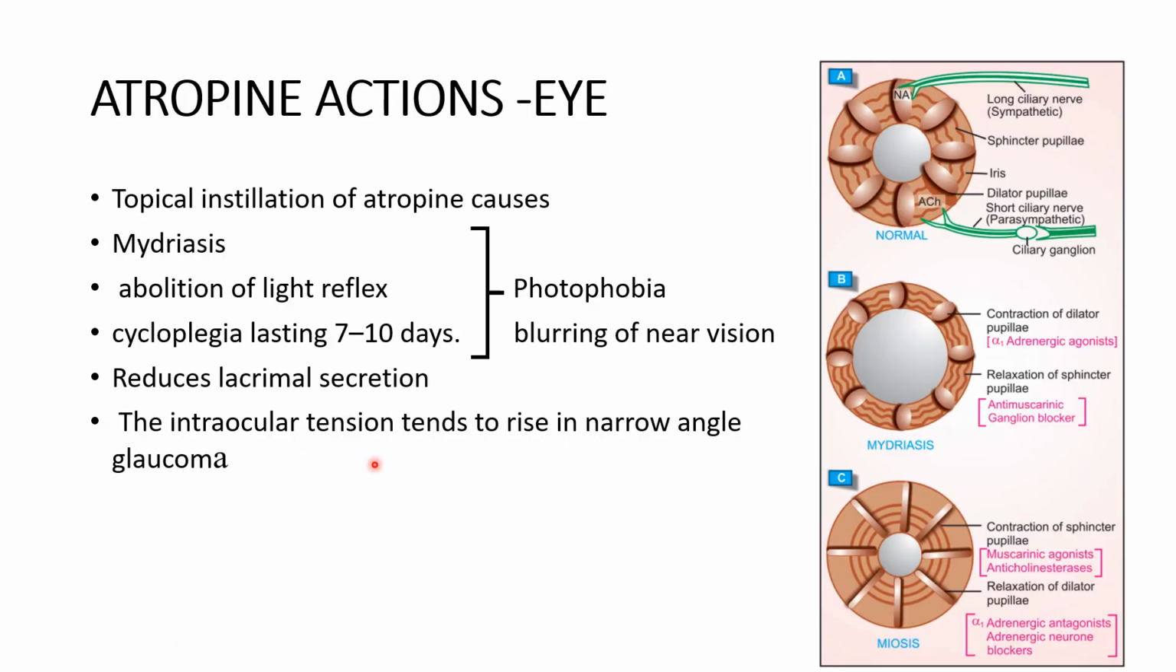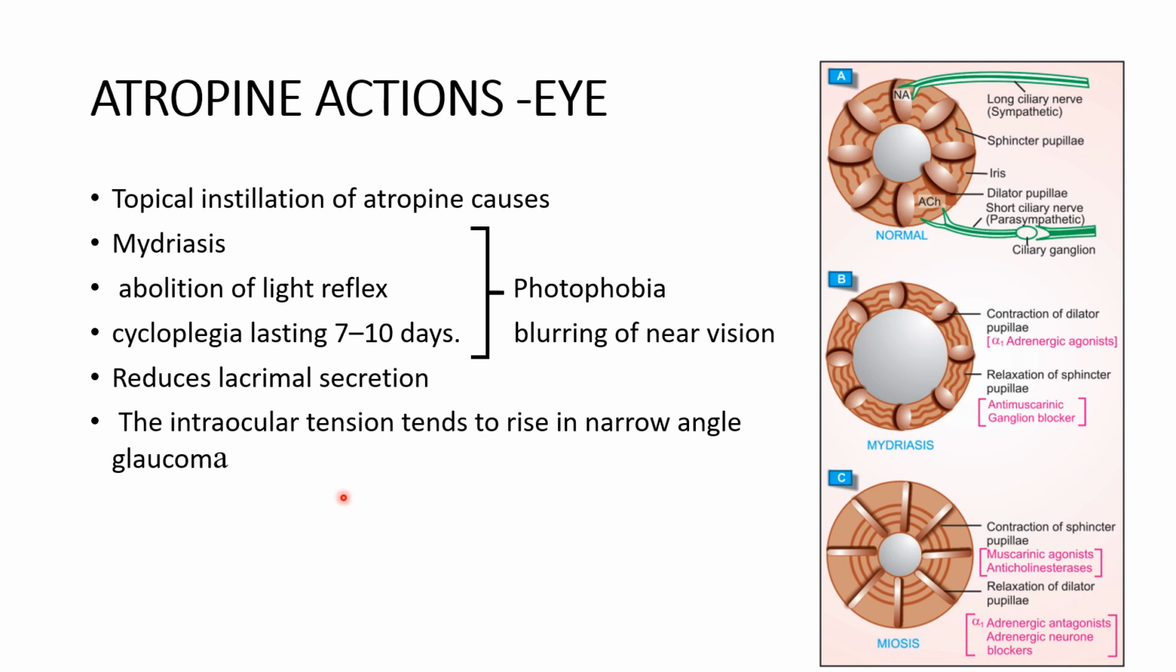Actions of atropine on the eye. Topical instillation of atropine causes mydriasis by relaxation of the sphincter pupillae muscle, and it causes abolition of light reflex and cycloplegia because it causes paralysis of the ciliary muscle. It reduces lacrimal secretion by blocking the M3 receptors which are present in the lacrimal glands. All these actions will cause photophobia and blurring of near vision.